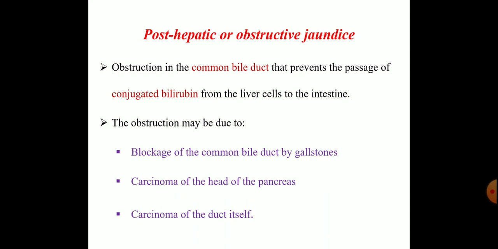Then post-hepatic or obstructive jaundice. In this jaundice, there is obstruction in the common bile duct that prevents the passage of conjugated bilirubin from the liver into the intestine. This obstruction may be due to the blockage of the common bile duct by gallstones, carcinoma of the head of the pancreas, or carcinoma of the duct itself.